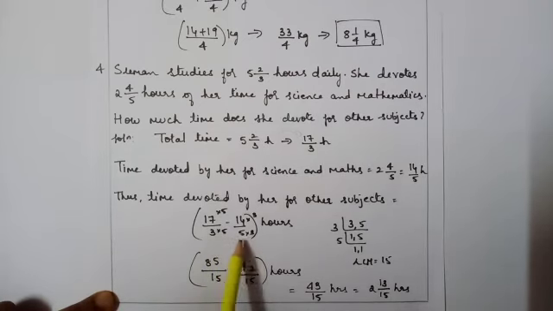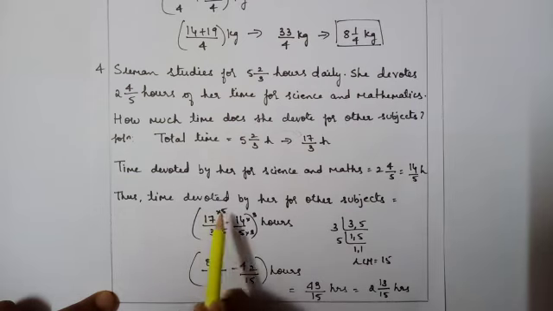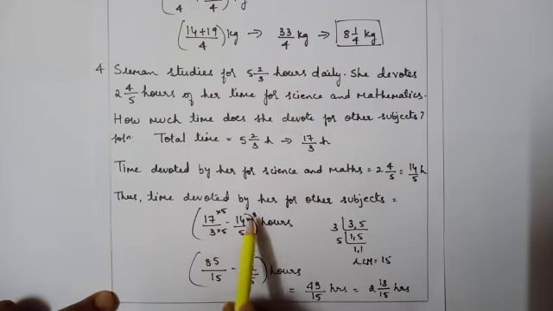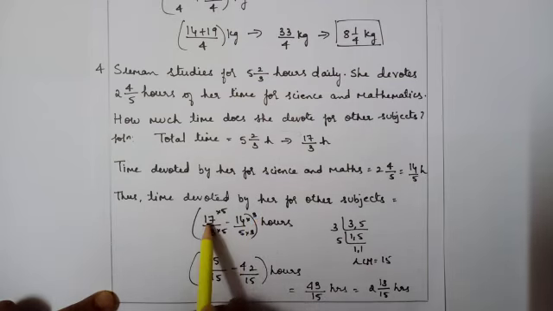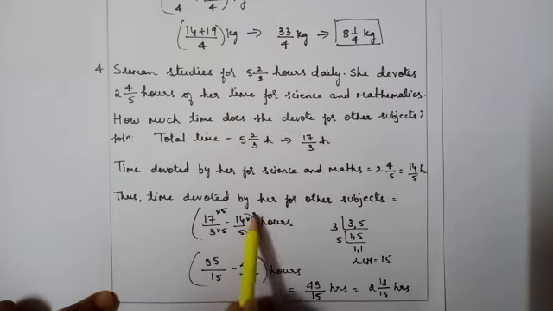So take out the denominators 3 and 5. Calculate the LCM for them, that is LCM is equal to 15. Now you are supposed to convert the denominators of these two fractions to 15. 3 5s are 15, so same into 5 in the numerator also. 5 3s are 15, so same into 3 in the numerator also. In the next step, 17 5s are 85 by 15 minus 14 3s are 42 by 15 hours.